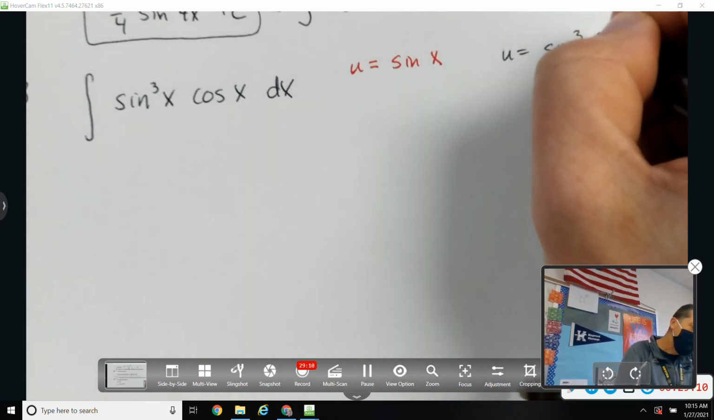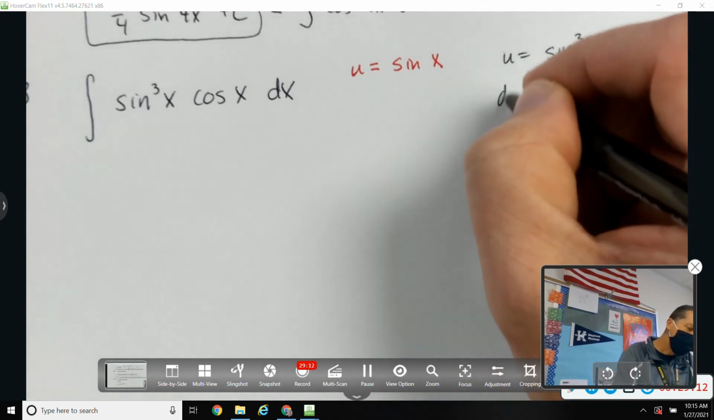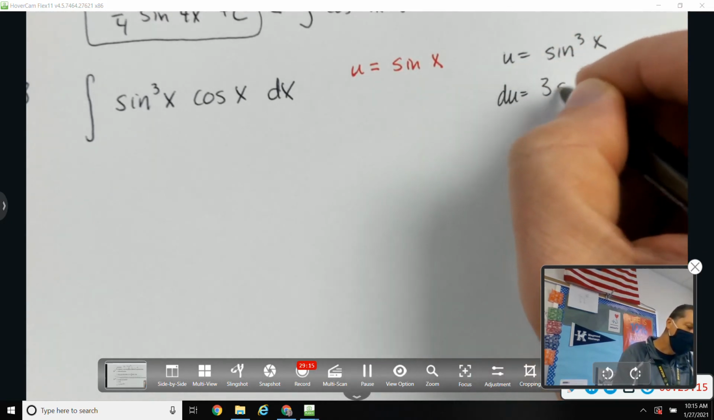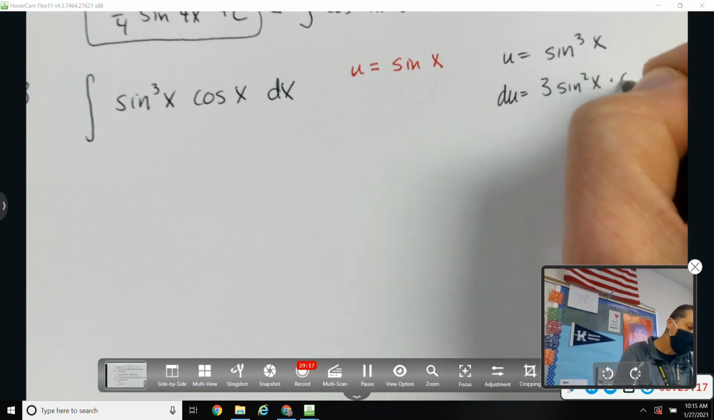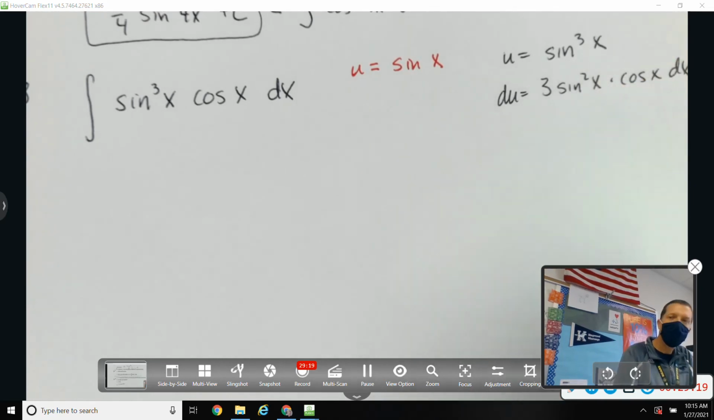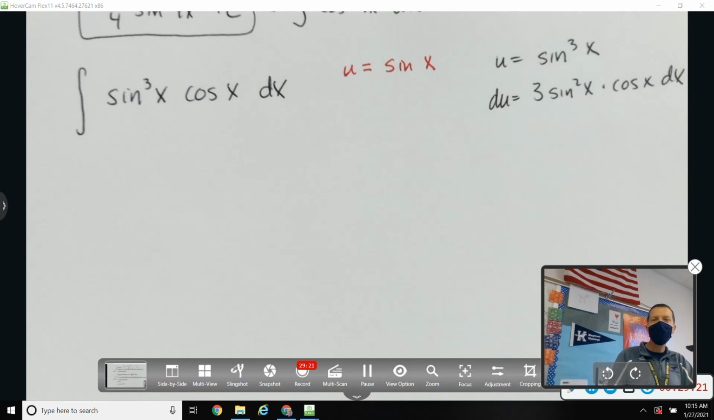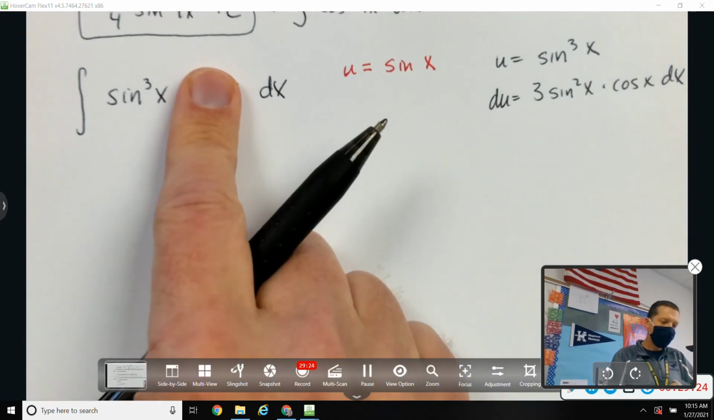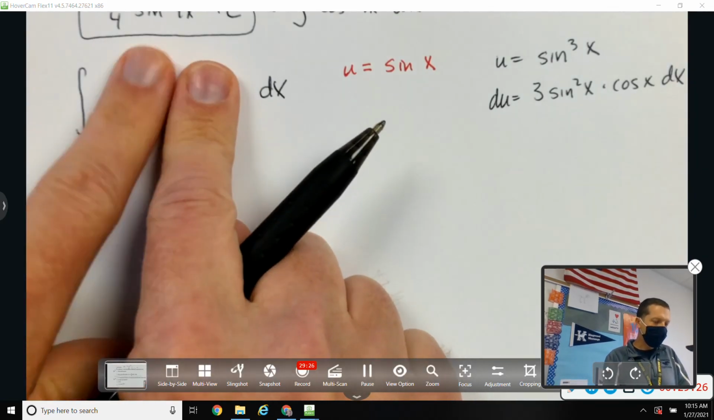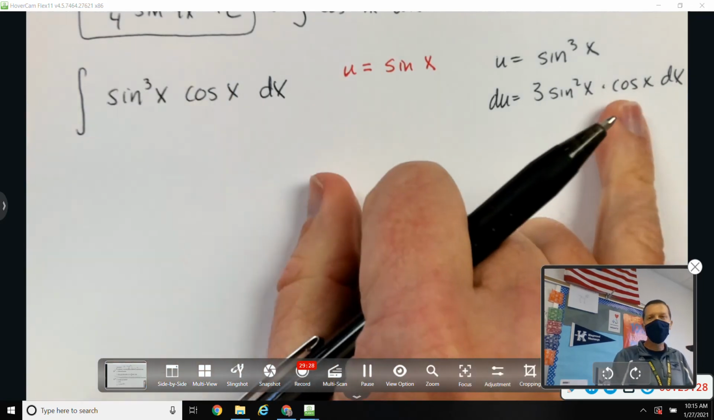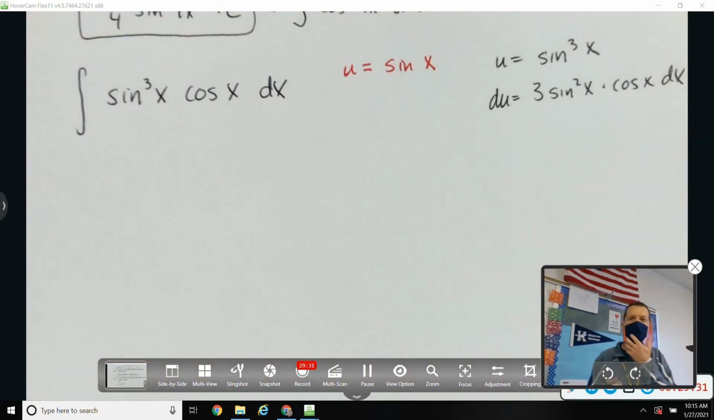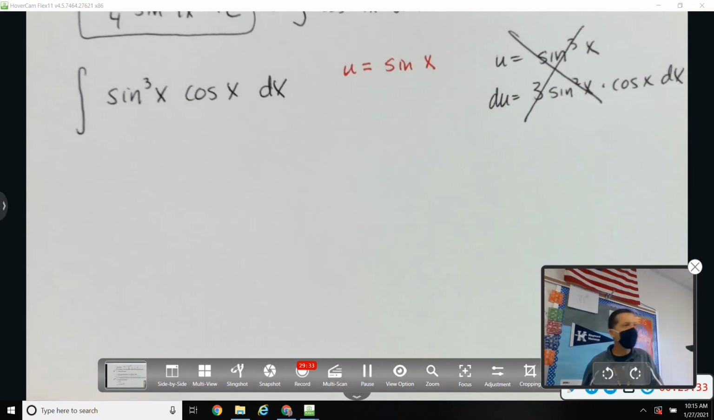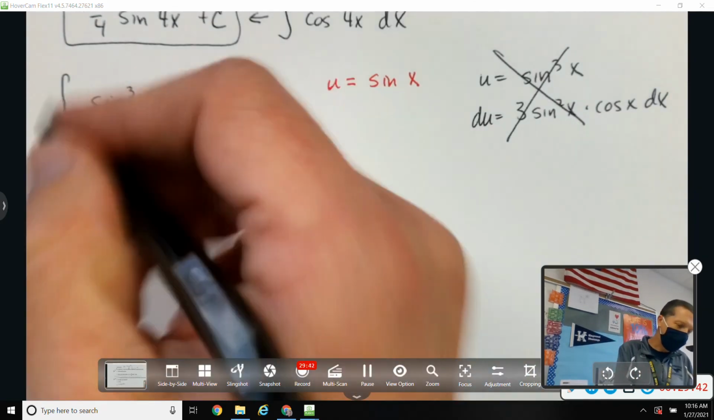If you let u be sine cubed of x, then the derivative of that is 3 times sine squared of x times cosine of x. Right? And so the cosine's nice. You'd have the cosine taken care of, the sine cubed taken care of, but you'd have this extra cosine of x. What do I do with that? So let's not do it that way. That's too much. So again, you have to figure out, I want u to be as much as it can be, but if I pick too much, then du is too complicated and it doesn't work.